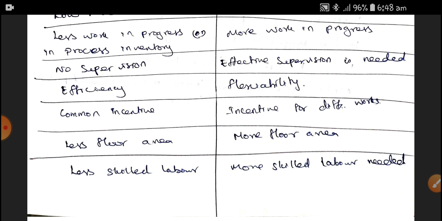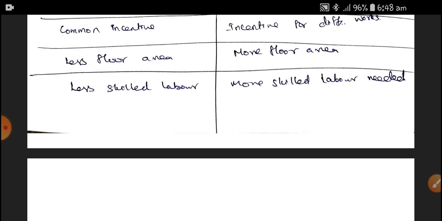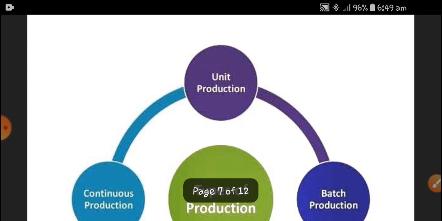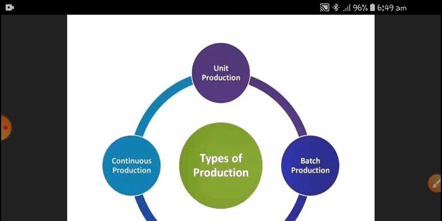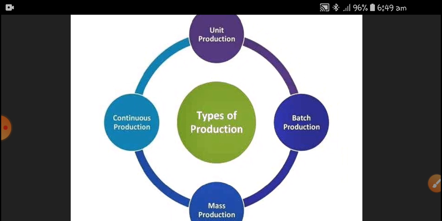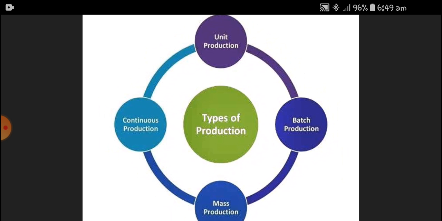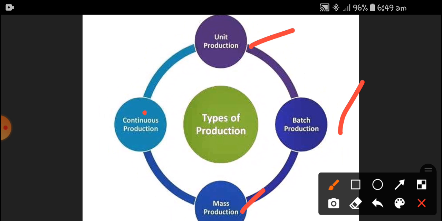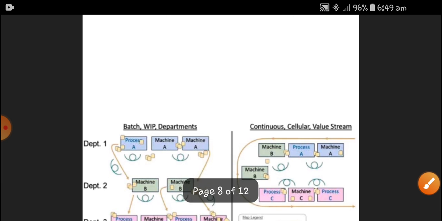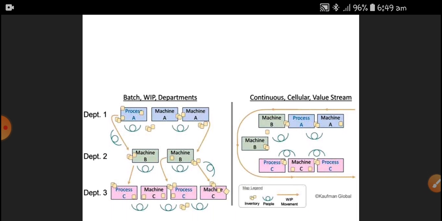So here I would like to give another type of production. Majorly we have four types of production. We know mass production, batch production, unit production, and continuous production, where continuous production and mass production are quite similar. Therefore usually we have three types of production, that is mass, batch, as well as fixed position or unit production. So with this I am going to explain how this will happen.